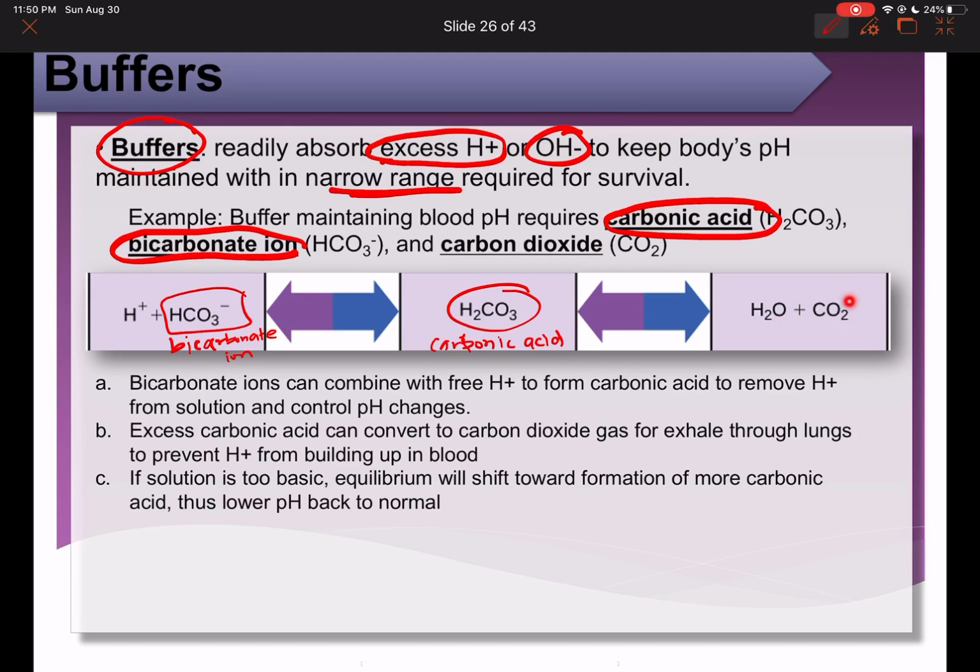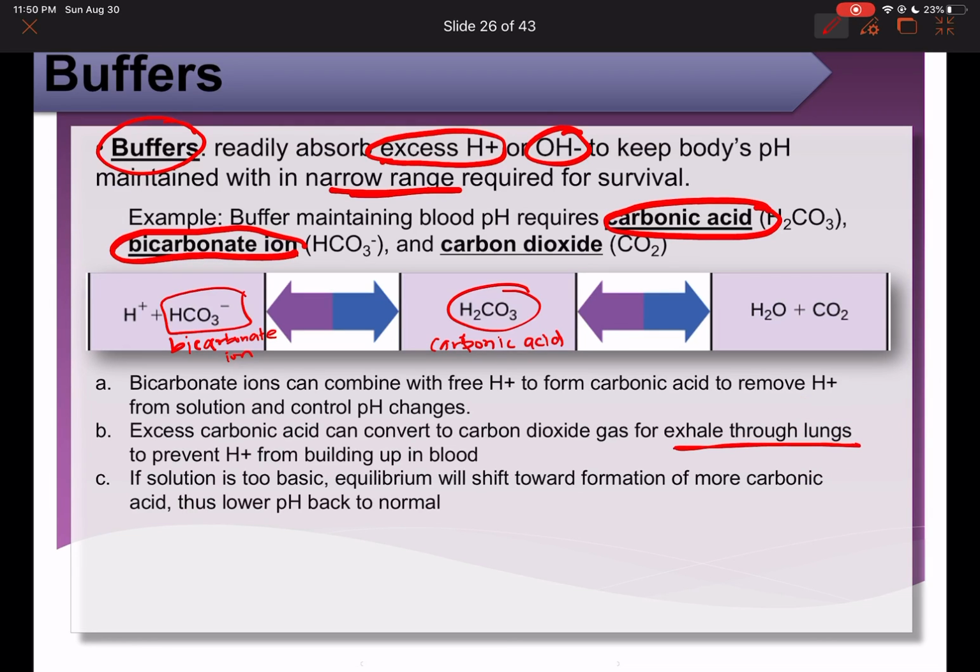Carbon dioxide is something we can exhale through our lungs to get rid of it, in a sense getting rid of the hydrogen ions from all the way down here. So if we happen to have a lot of hydrogen ions in our body, our bicarbonate ions can combine with them, take them away from solution, forming carbonic acid. Carbonic acid will dissociate readily into water molecules and carbon dioxide. Water will just be used and absorbed, and carbon dioxide is something we can breathe out easily through our lungs.